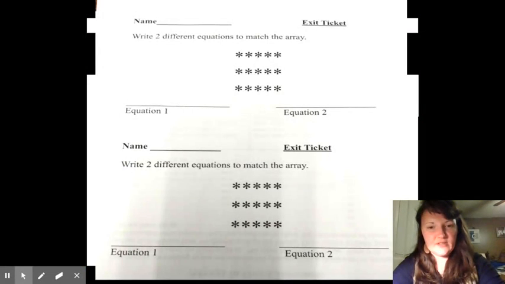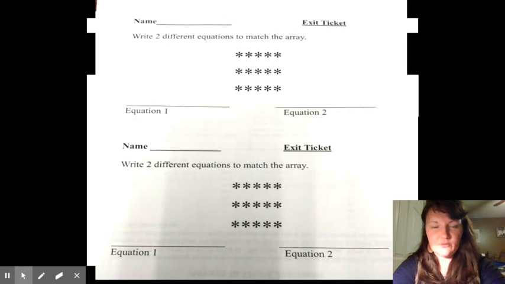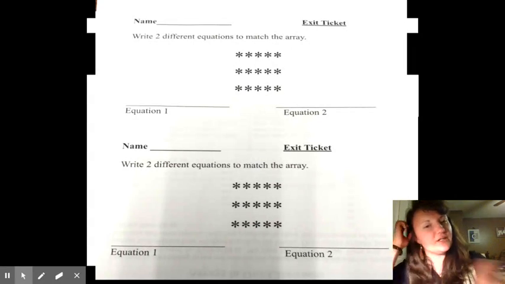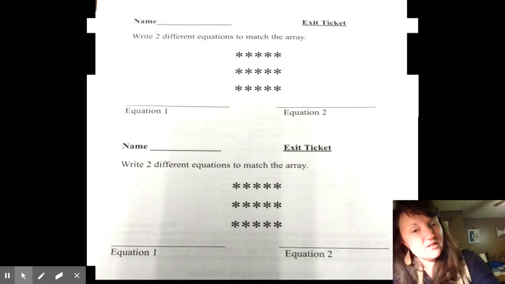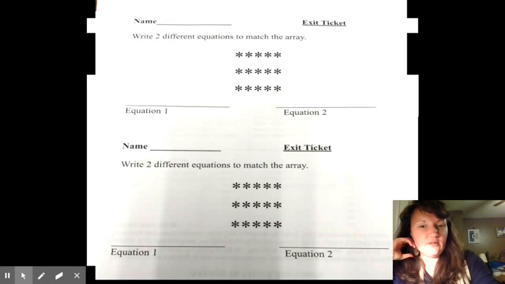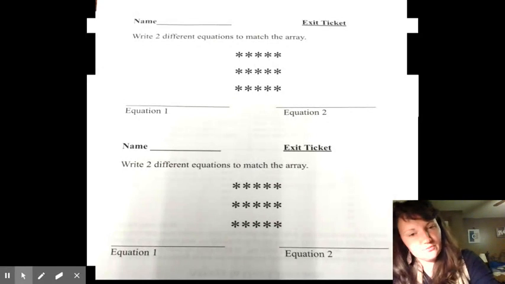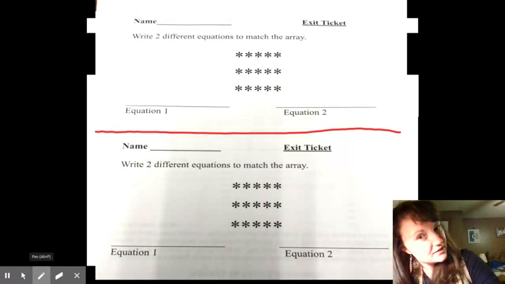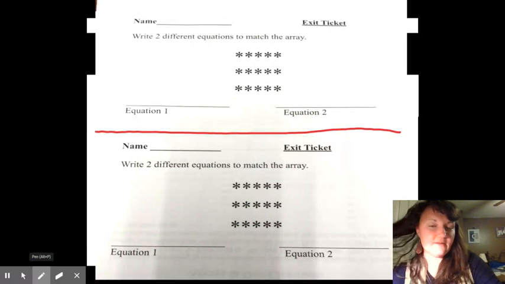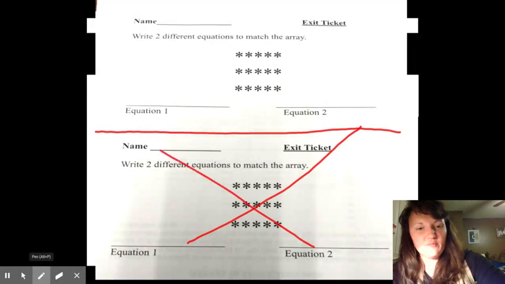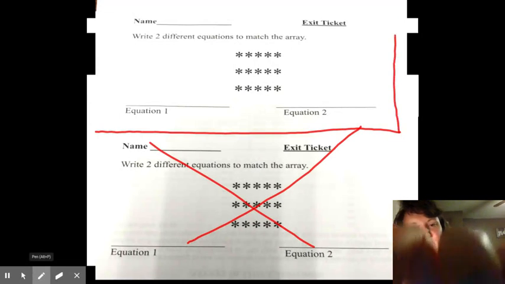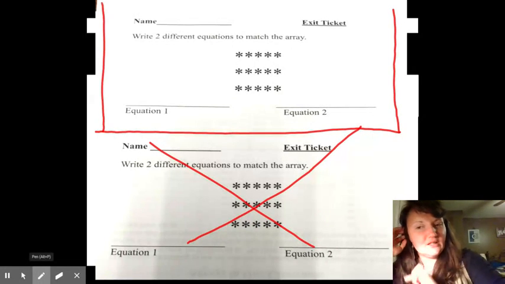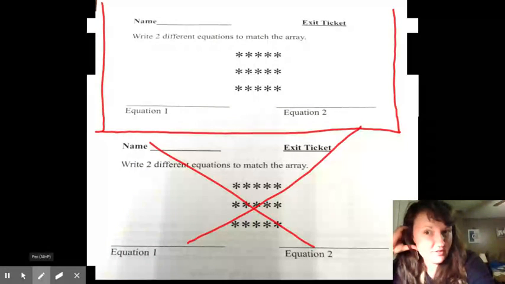Stuff like that. So then here is your exit ticket that you're going to complete. Okay, so I want you to go ahead and complete this at home. Number 1 says write 2 different equations to match the array. So you have equation number 1 and equation number 2. All you're doing is just the top part. Okay, so write 2 different equations to match the array. So you shouldn't have the bottom part because it's the exact same thing. So you're going to complete this part right here, and it's very simple. And all you have to do is complete that.